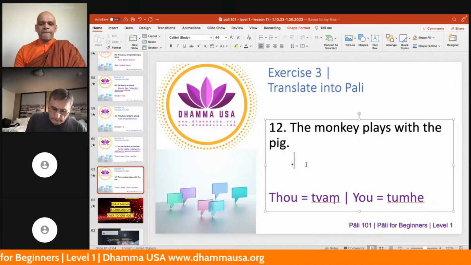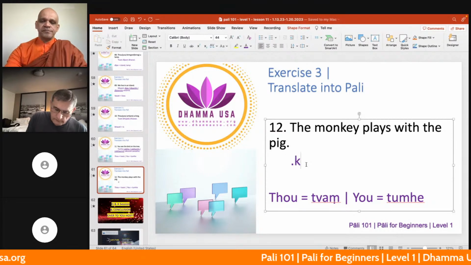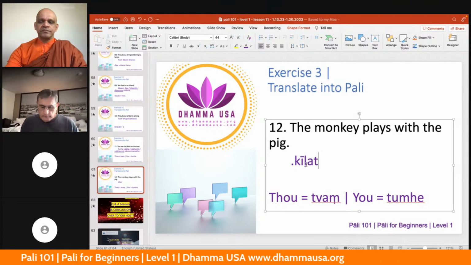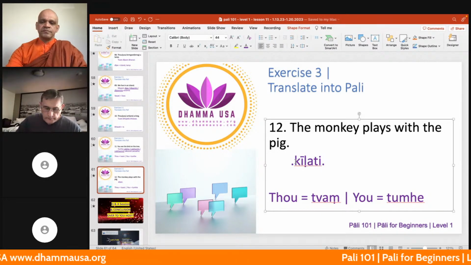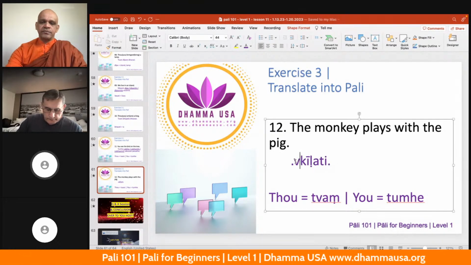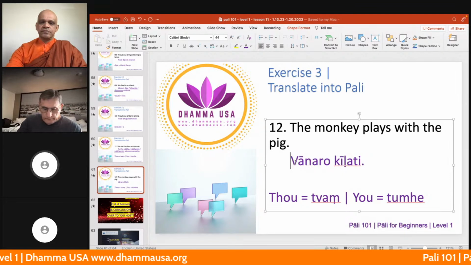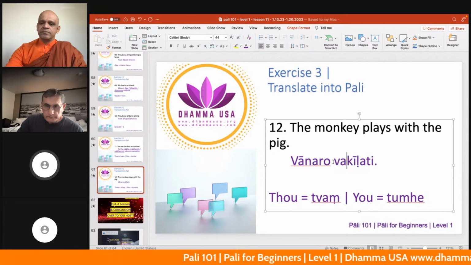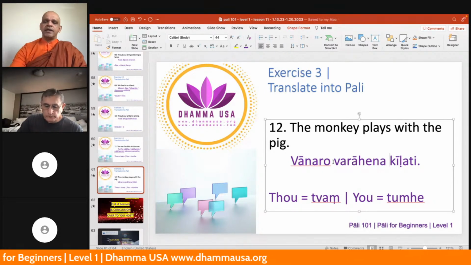So the verb is kilati, which is play. Pathama purisa ekavachana kilati. And then the subject is the monkey, vanaro. And with the pig is the tatiya vibhakti ekavachana, varahena. Yes, varahena kilati.